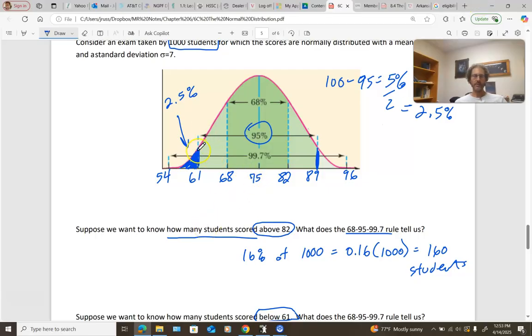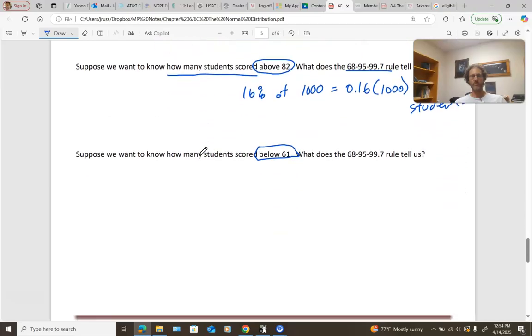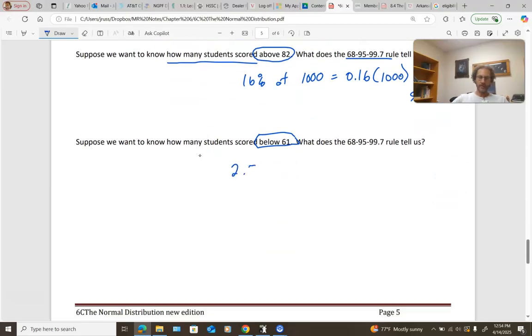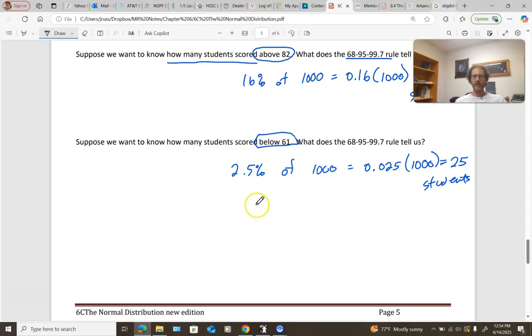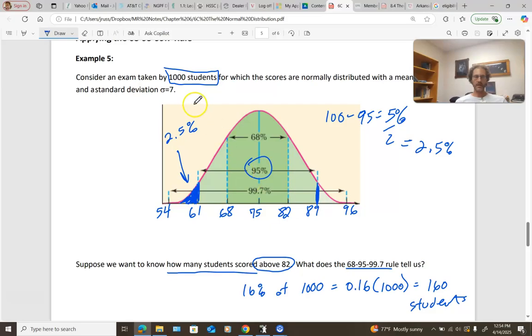All right, well, there's 2.5% of the students that scored below 61, but how many students is that? Well, we need to figure out what 2.5% of 1,000 is. And so you do it the same way. Turn it into a decimal and multiply it by 1,000, and that's going to give you 25 students. Okay? This is kind of interesting. So 25 students scored below 61. I like this because I think it's kind of like figuring out a puzzle. You know?